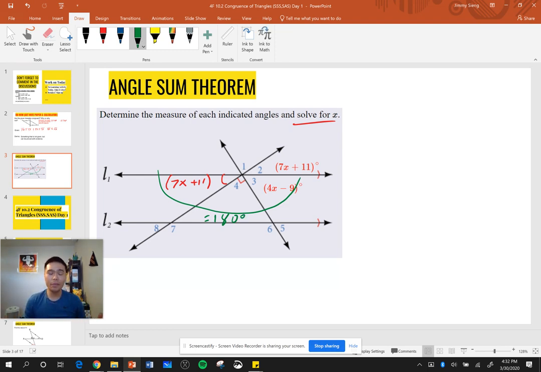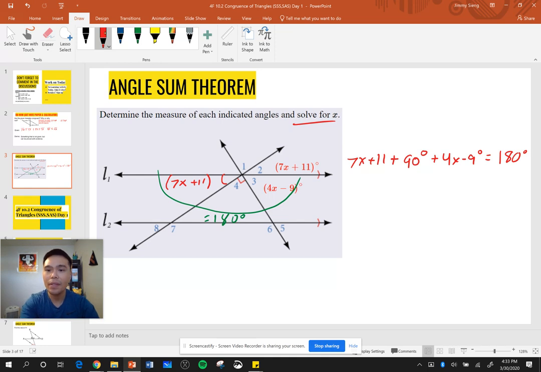So if all those are equal to 180 degrees, I just need to sum all those up together to get my answer. So I'm just going to be straightforward and say 7x plus 11 plus angle 4. Notice angle 4 has that right angle sign. That's 90 degrees, isn't it? Plus 4x minus 9 degrees. And that's equal to the whole thing, which is 180 degrees.